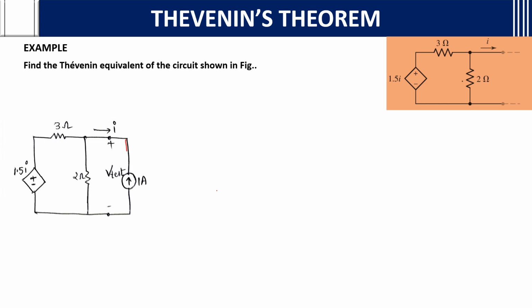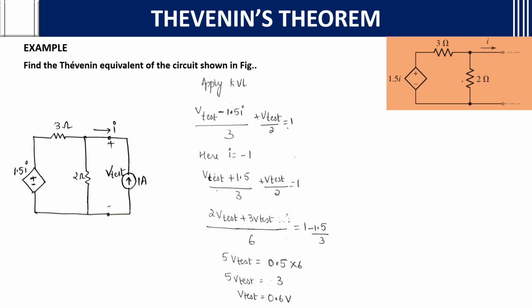First we will short circuit, and for this circuit we need to connect a 1 ampere current at the terminals, so that it will be easy. If there is a sum like this, we need to connect a 1 ampere current for testing, for finding the Thevenin equivalent. After that we need to apply KVL, taking this as V test. Across the current source, this node will also be V test. So apply KVL to the V test node.